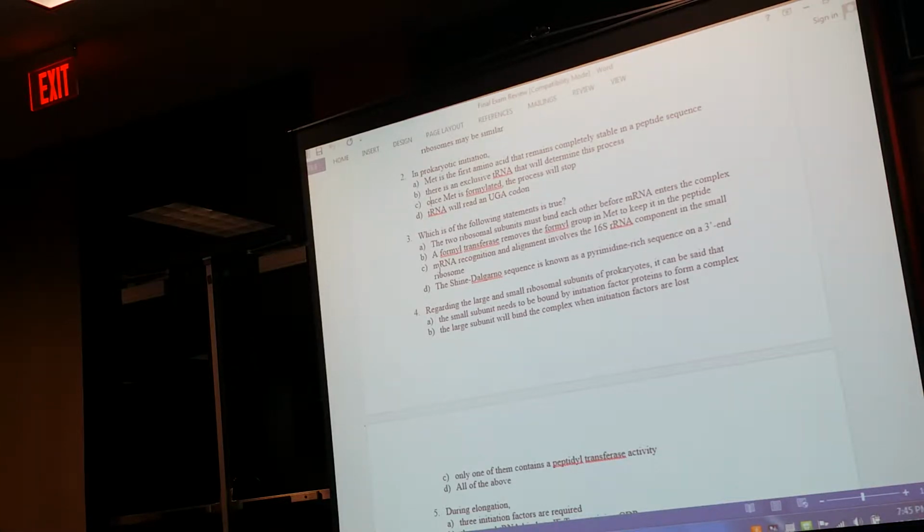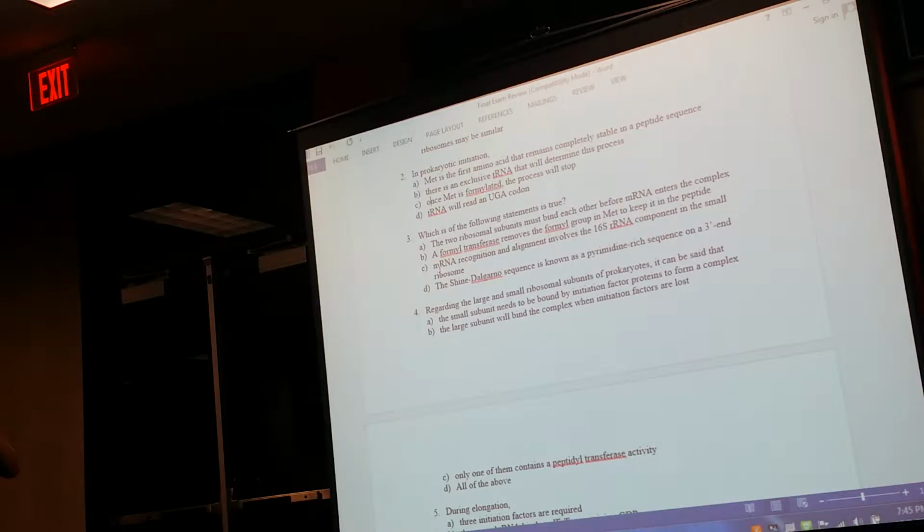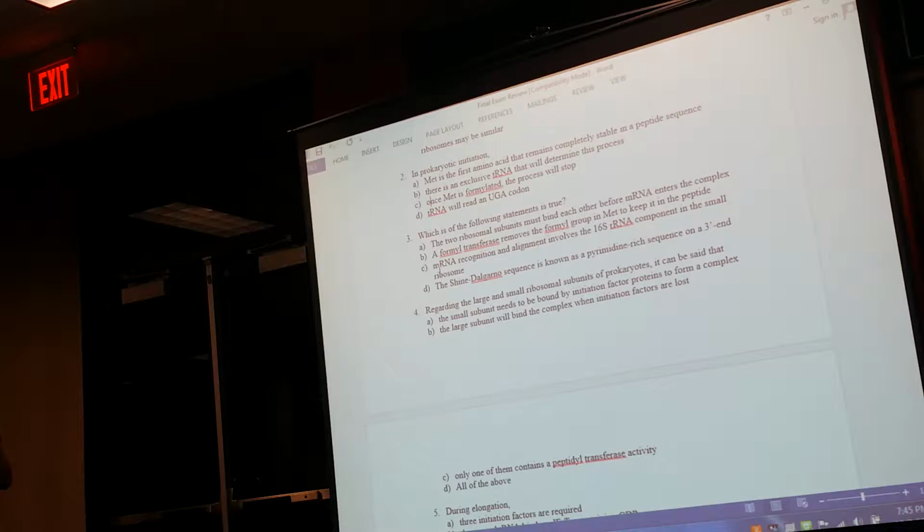So actually, let's look at the other choices. In prokaryotic initiation, once methionine is formylated, the process will stop. That is incorrect. In prokaryotic initiation, tRNA will read a UGA codon. Well, you aren't required to remember the codon, so remember that UGA is a stop codon, so that's not involved in translation. So the most correct answer is B.